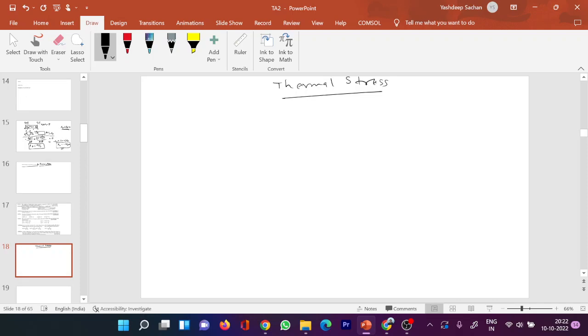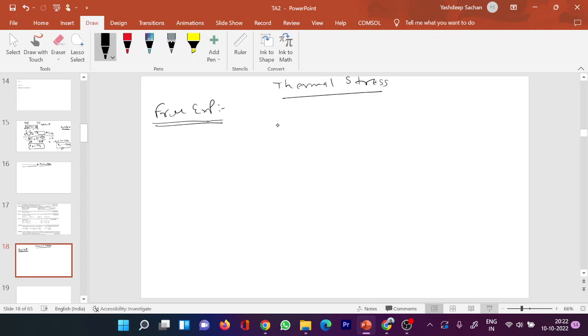So we'll do the theory part of the thermal stresses today, and numericals we will do next class. First we think of the free expansion. There are three types of problem in thermal expansion. One is free, another one is the permitted expansion problem, and the third one is the spring. So three problems we will see here.